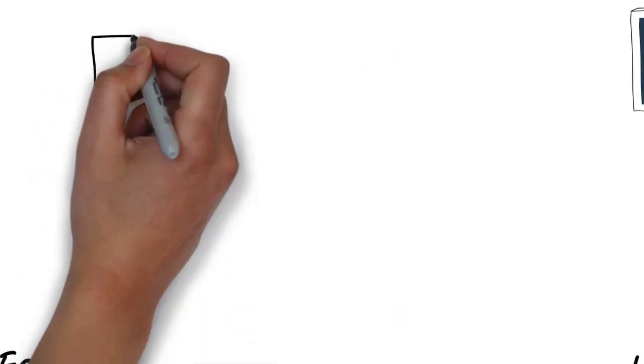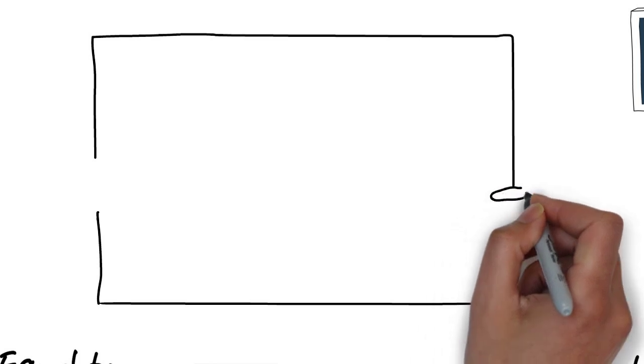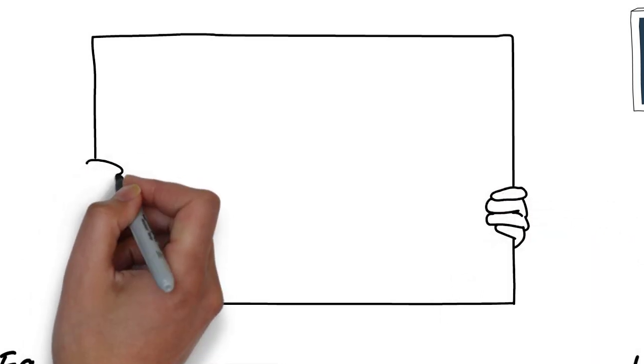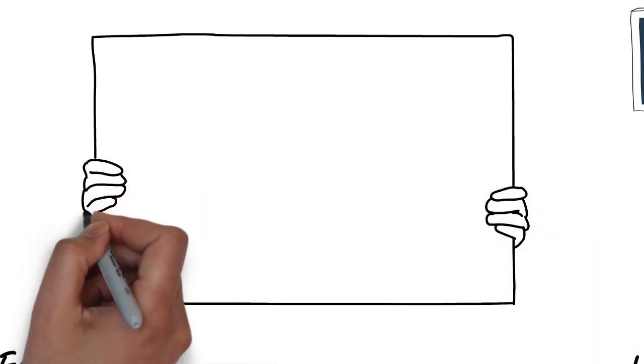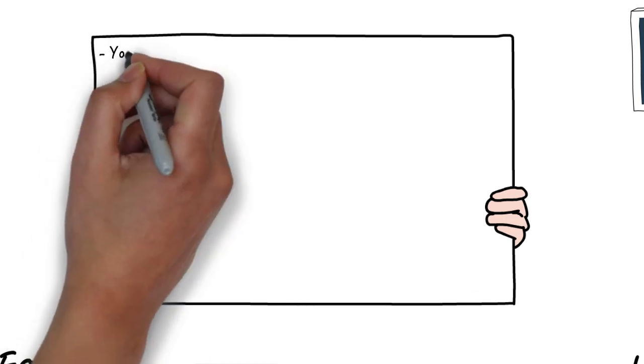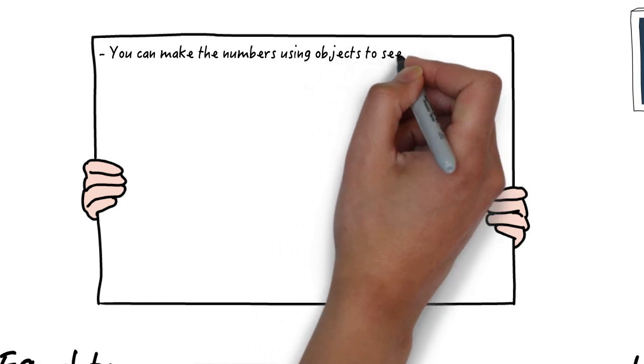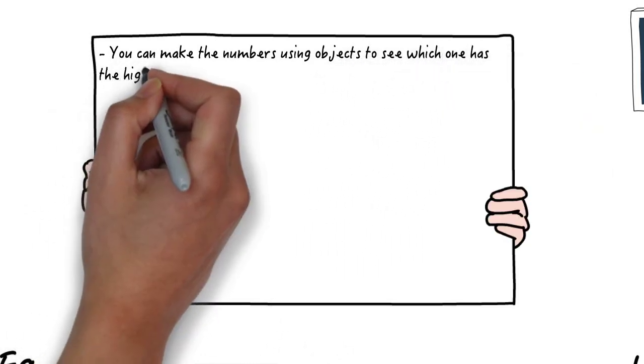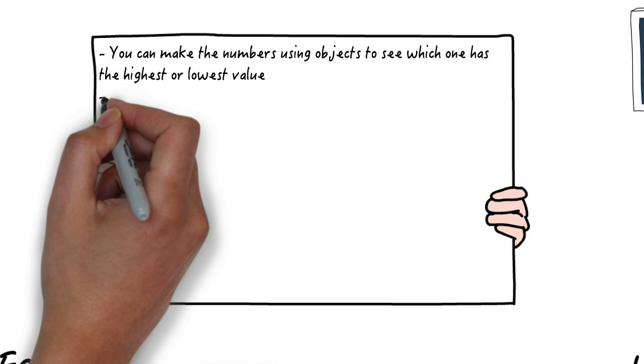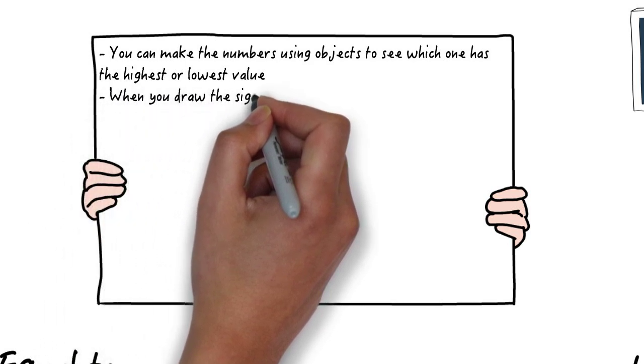So we've had a look at those three things. And if you're not sure, just remember this. You can always make the numbers with objects and then count them to see which has the highest or lowest value. And when writing the sign, the pointy part always faces the smallest value.